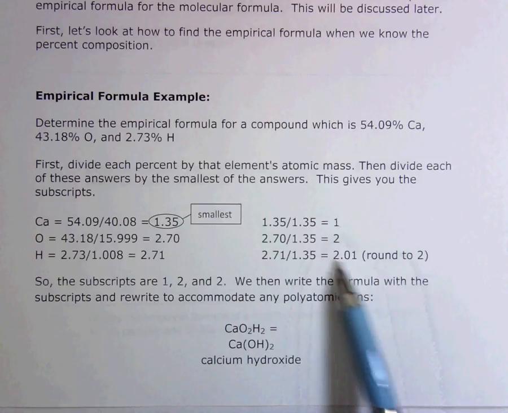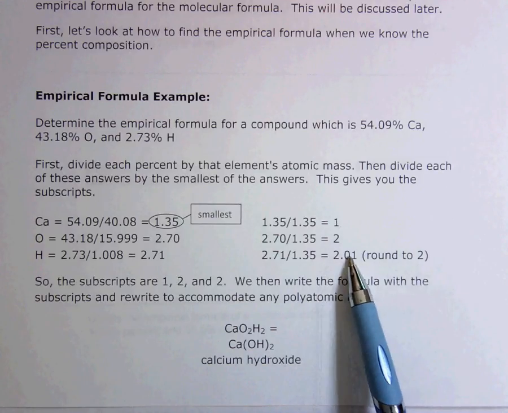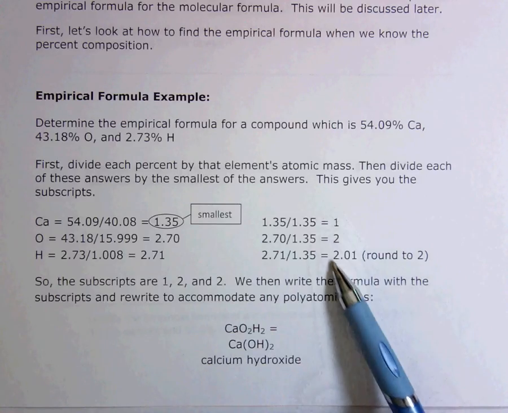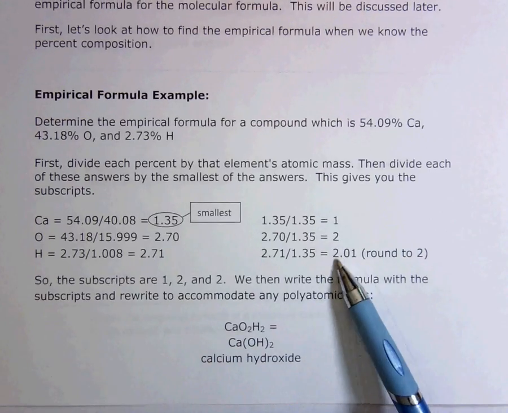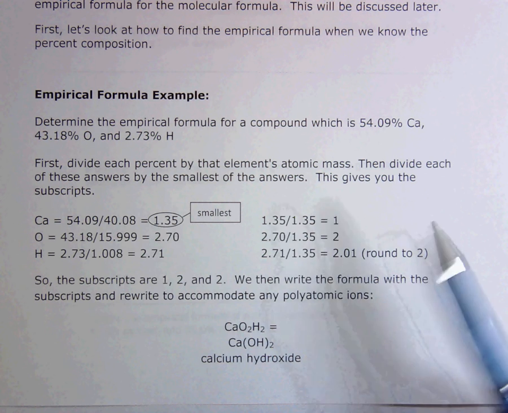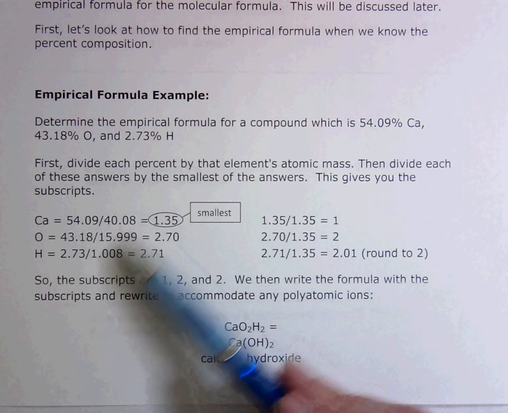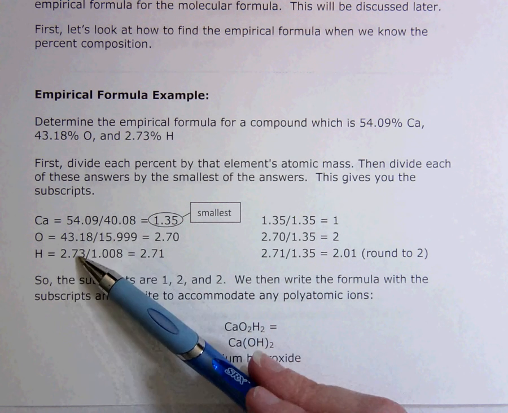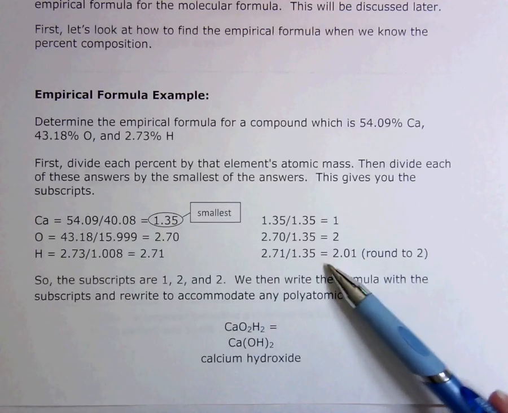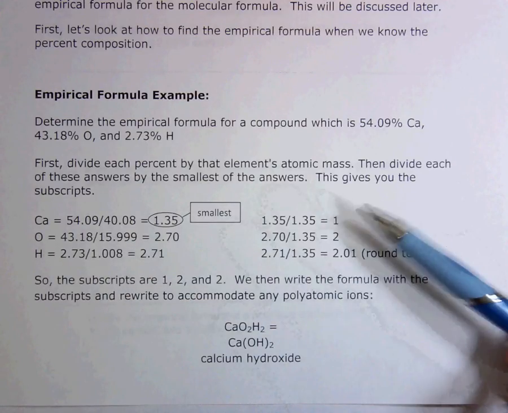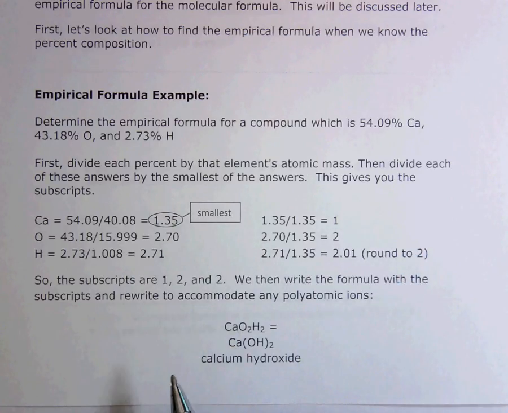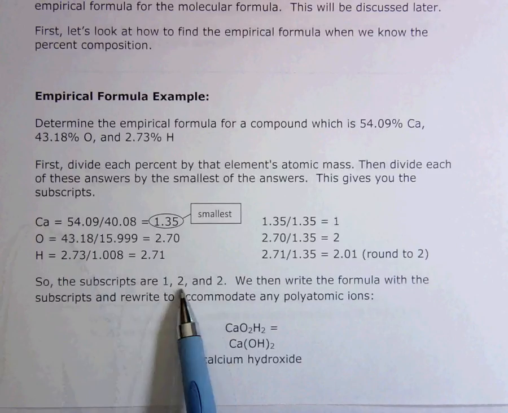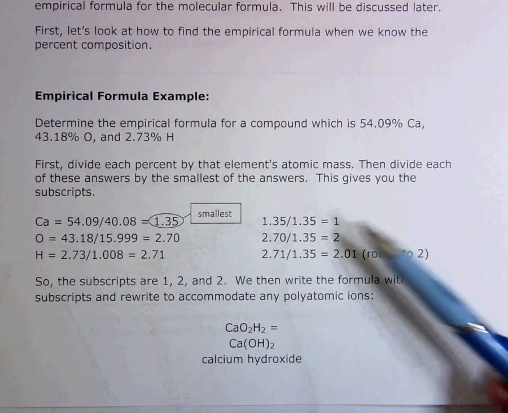Now, had it been right in the middle, say 2.5, we cannot have half of an atom, so we would have had to multiply all of our answers by 2 to get a whole number. But because it's so close to the whole number, we understand there was a little bit of calculation error in these percents because they're rounded off to the hundredth. So our answers 1, 2, and 2 become our subscripts. There's 1 calcium, 2 oxygens, and 2 hydrogens.